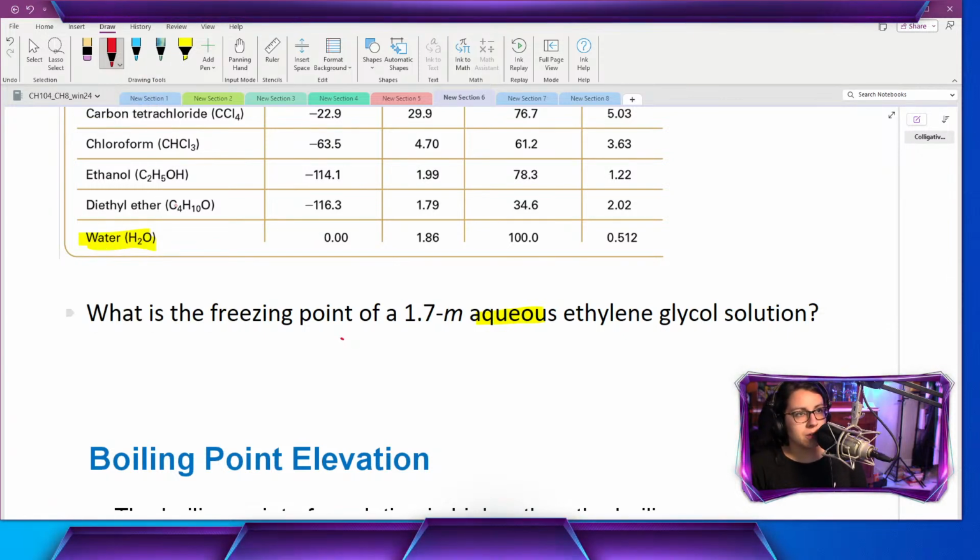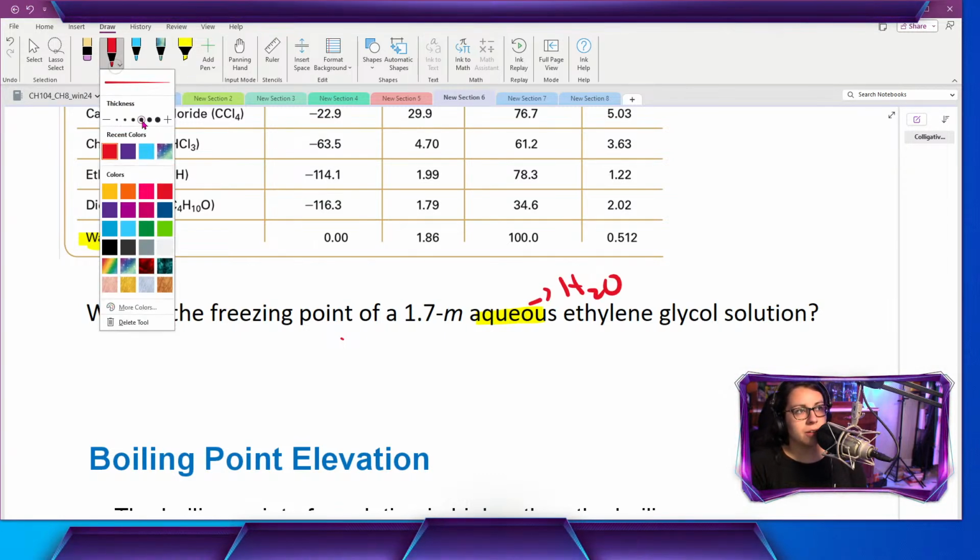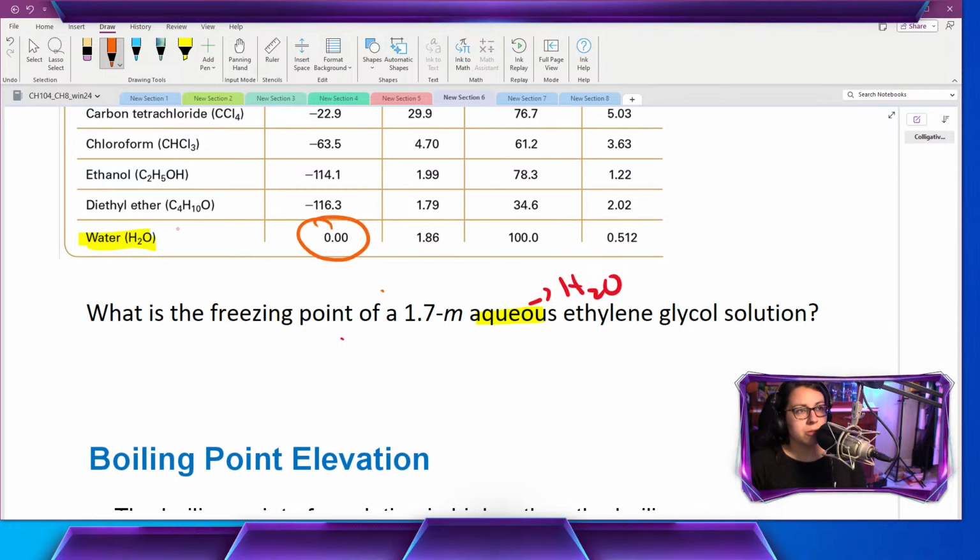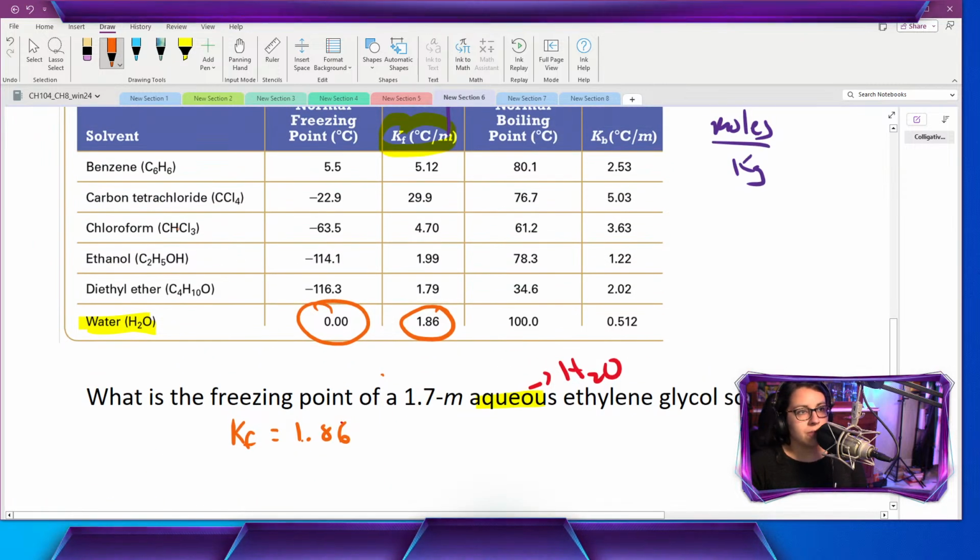And so let's look at the key point, and I highlighted it. It's 1.7 molality of ethylene glycol in aqueous, so this is water we're talking about. And so we're trying to figure out the deviation from our normal freezing point of water. And this means that we have our Kf here, so that's 1.86. And then again, we have our units, so degrees Celsius per molality.